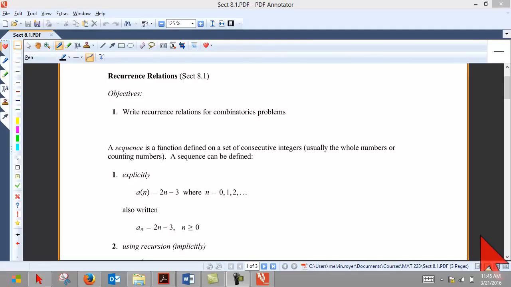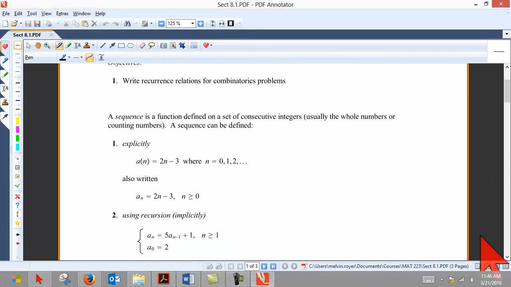All right, if those of you are watching this, try and record this lecture. We are talking about recurrence relations, something called recurrence relations or difference equations in mathematics.